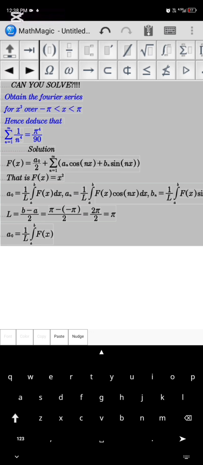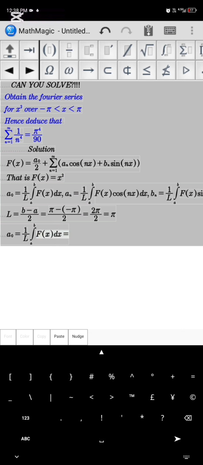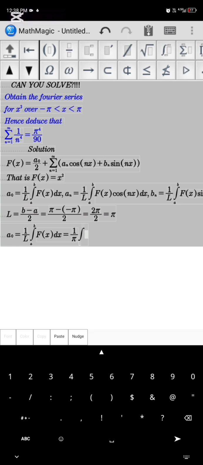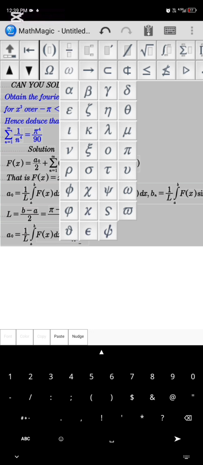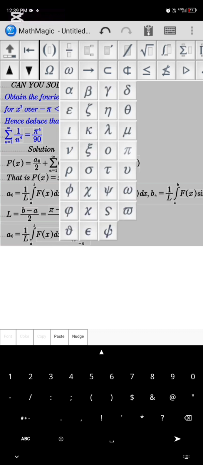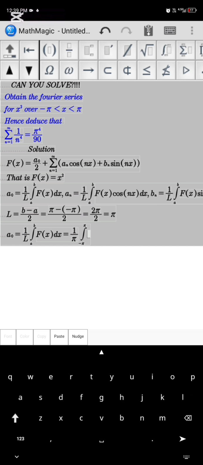And then don't forget that our f of x is x squared and our L is pi. So we are going to have 1 over pi, integral, our a is minus pi and our b is pi, so it's running from minus pi to pi, of x squared dx. All right, so this one is very easy.